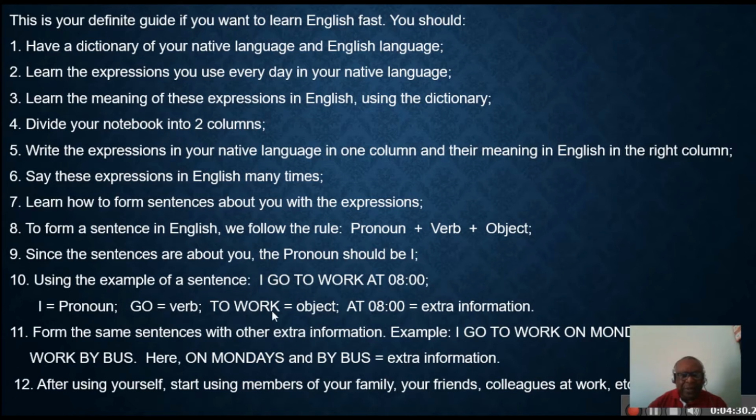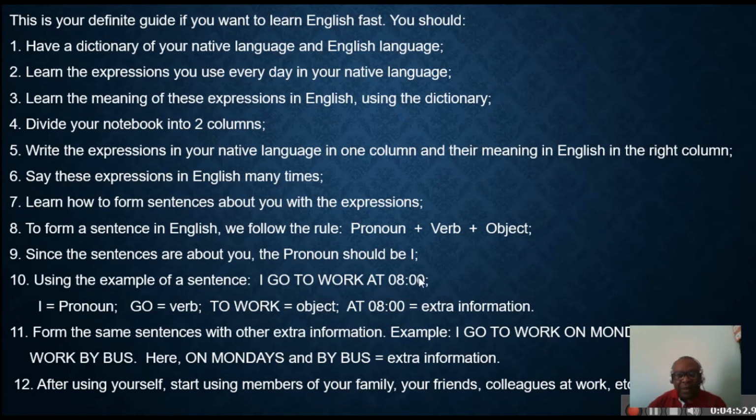And the object is to work. I go to work. I can say I go to school. I go to party. It's the same thing. I is the pronoun. The verb is go. Here: to work, to school, to party, to church, to temple. Okay, any of them you use here is the object.